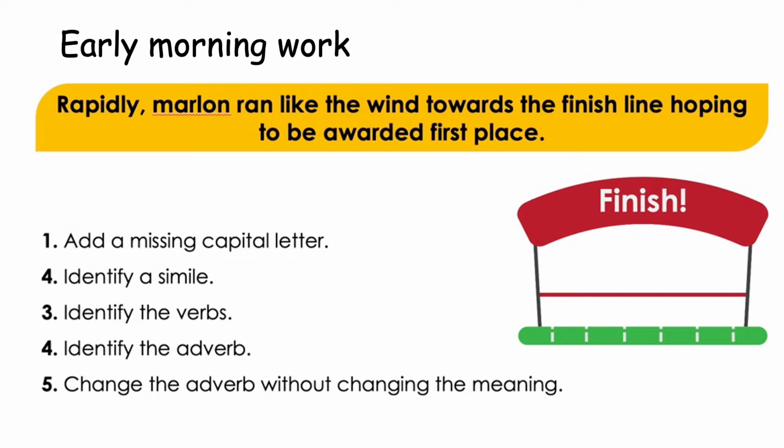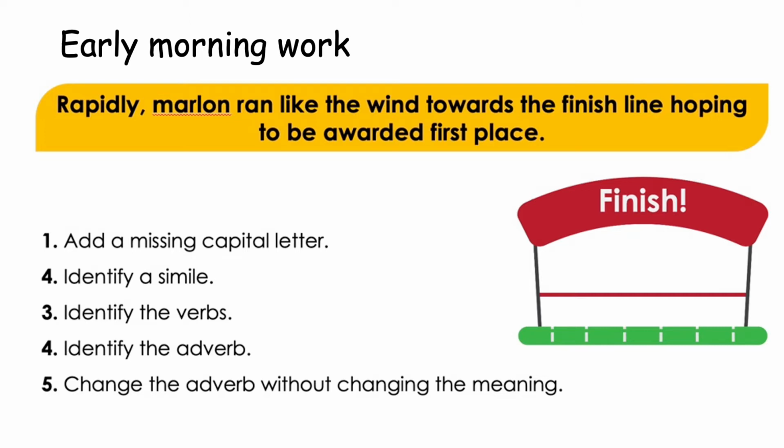Excellent. So, number one, add the missing capital letter. I'm not going over that one. Number 2 should be identify a simile. Okay, we have learnt about similes this week. Rapidly, Marlon ran like the wind towards the finish line, hoping to be awarded first place. What does a simile look like? Think about it. Have a look through your last pieces of work.